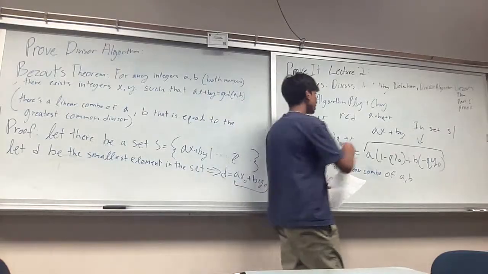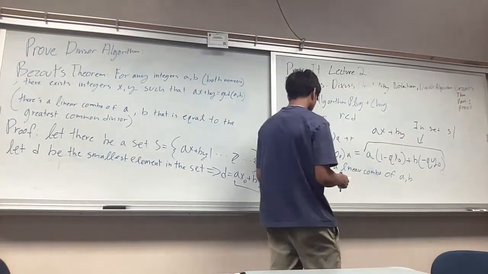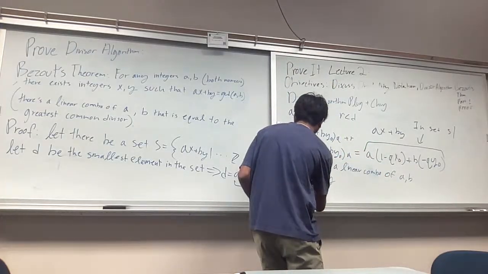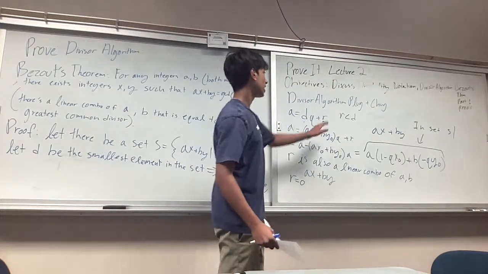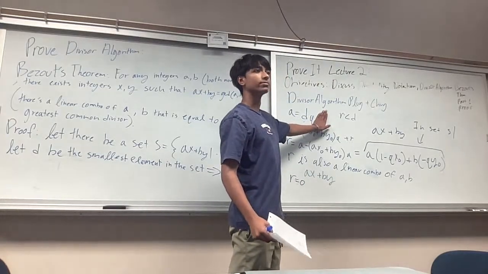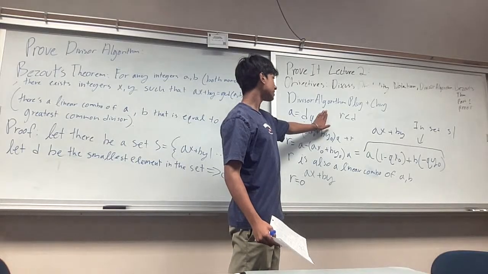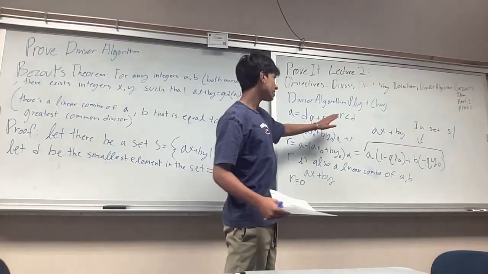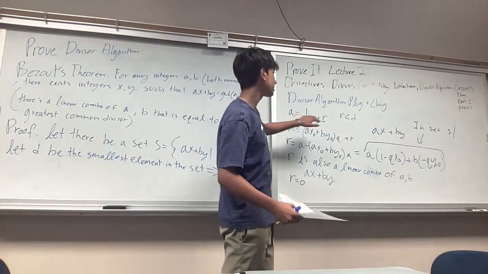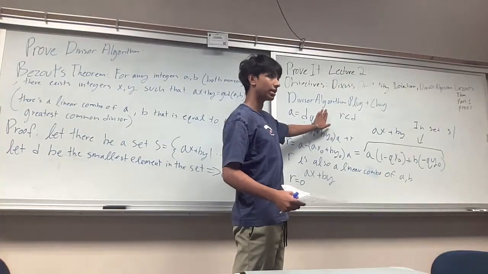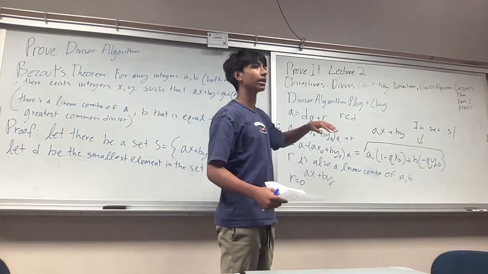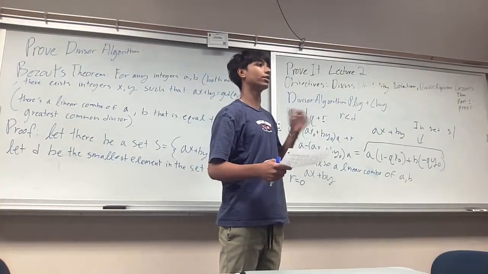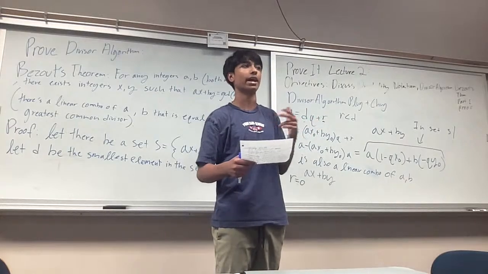Okay, so R has to be less than D, which contradicts the minimality of D. So then R has to equal 0. But if R equals 0, then A equals DQ, and that means D divides A. We're running out of time, but if you do the same thing over again with B, you'll see that D also divides B. D divides A and D divides B. Next class, when we cover part 2 of Bezout's theorem, we're going to show why D is the greatest common divisor. But we've proved that D has to be a divisor.